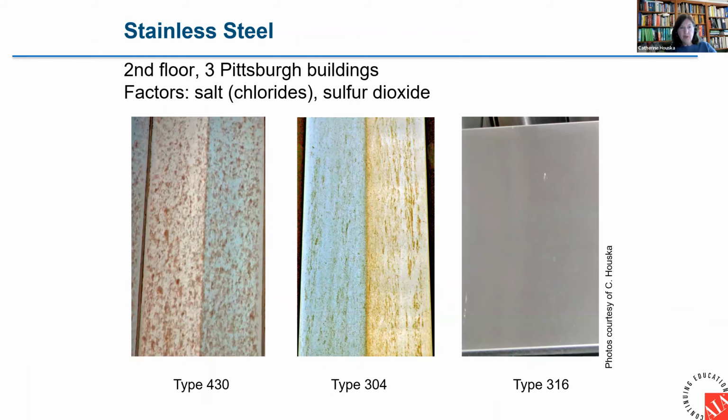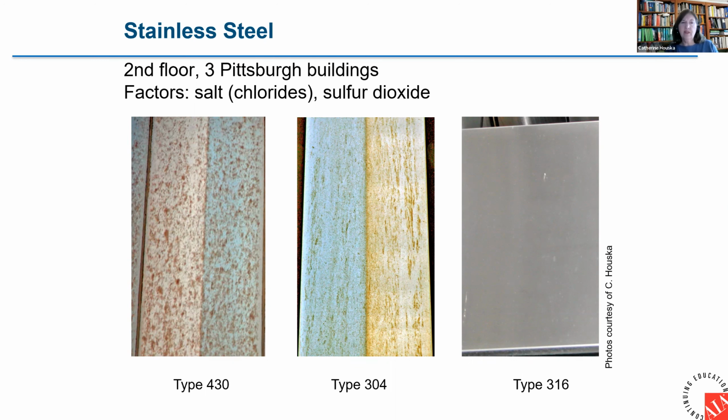I live in Pittsburgh, and these were all panels on buildings in downtown Pittsburgh that had not been cleaned in about 3 years. We do use de-icing salt, and there is some pollution. All of these have a number 4 finish, so a fairly smooth number 4 finish. It was pretty comparable. You can see the different levels of corrosion after 3 years without cleaning.